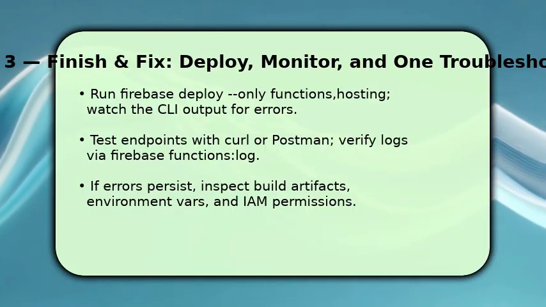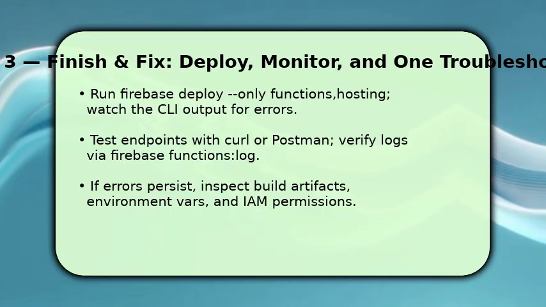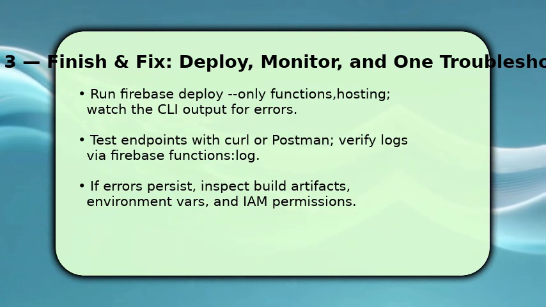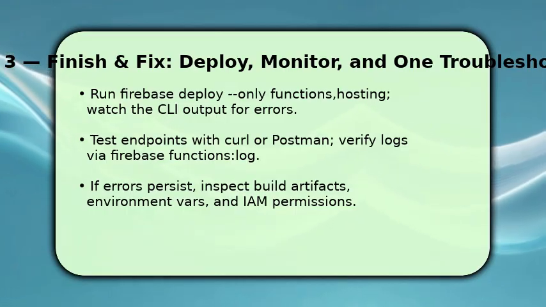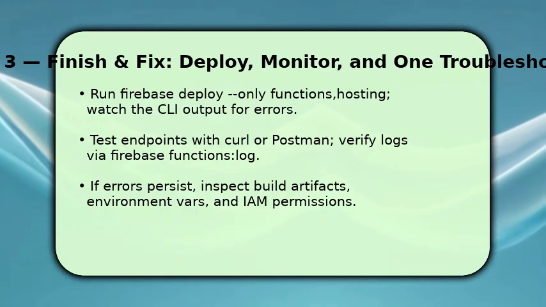If things go wrong, check build artifacts exist in the functions/lib or dist folder, validate environment variables used by the canisters, and confirm IAM permissions or service account keys are correct. A common fix is rebuilding after correcting env vars, then redeploying. This resolves most deployment mismatches.